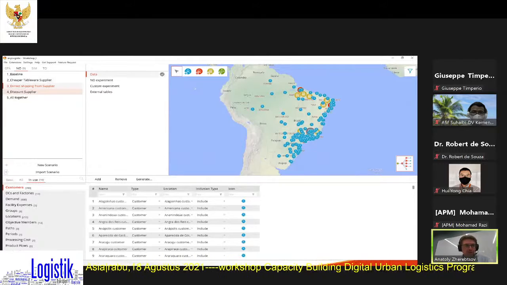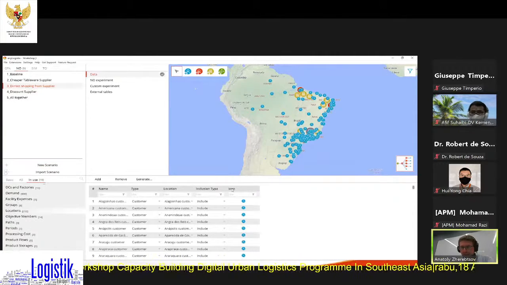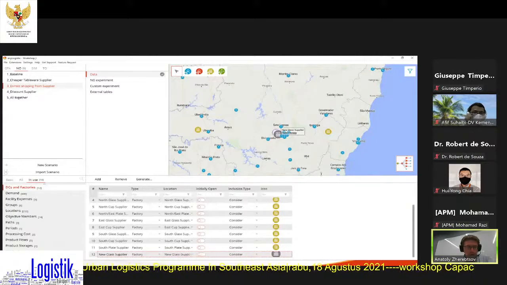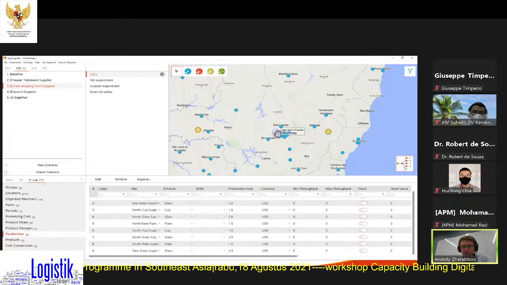The second opportunity that we have is another supplier located here, which can produce glass, and in this case its cost is the same as for south glass supplier, and these two facilities produce glass at a cost of production a bit higher than for northern and eastern glass supplier. So let's check. Oh, I'm sorry.